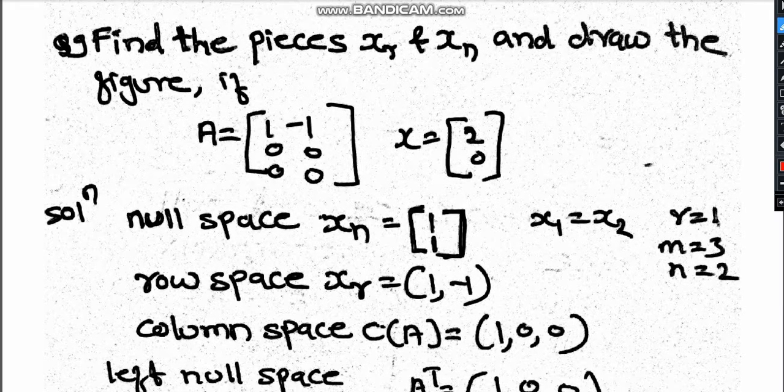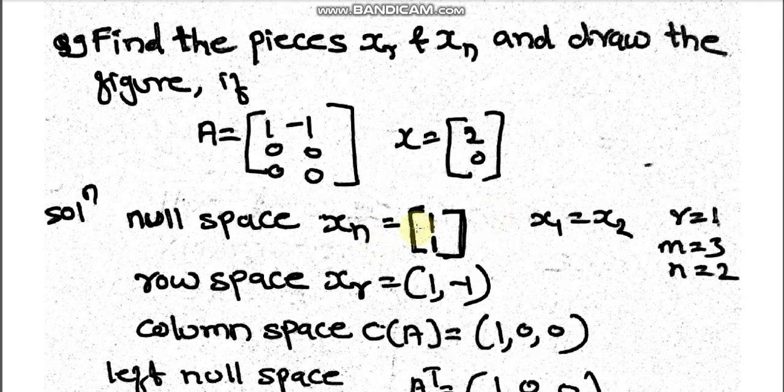Find the pieces xr and xn and draw the figure. So you have x, and you can split x into xr, the row space, and the null space. A is given, the value of x is given, this has to be split into xn and xr. So how do you split? xn is nothing but the null space. So find the null space.